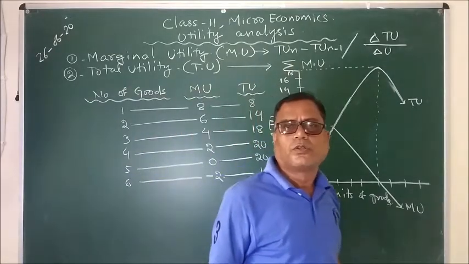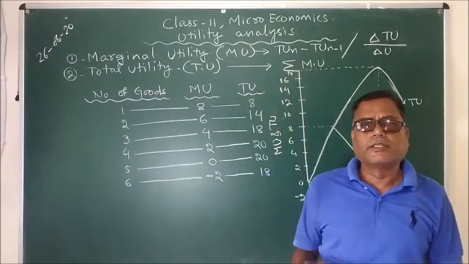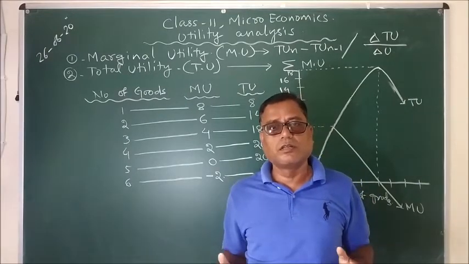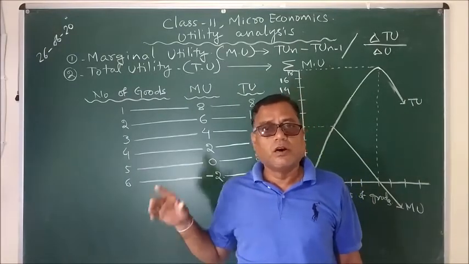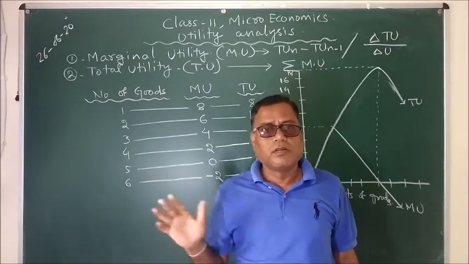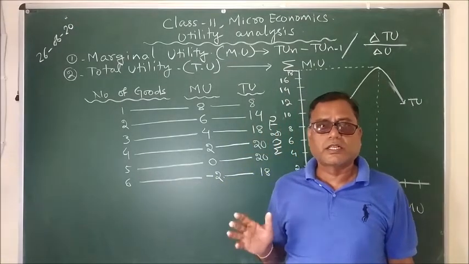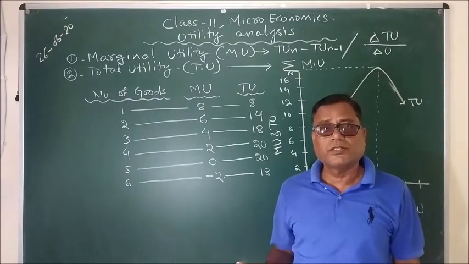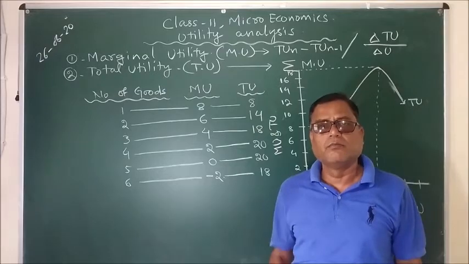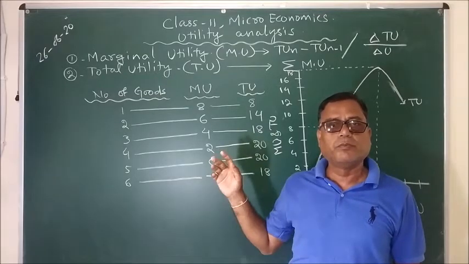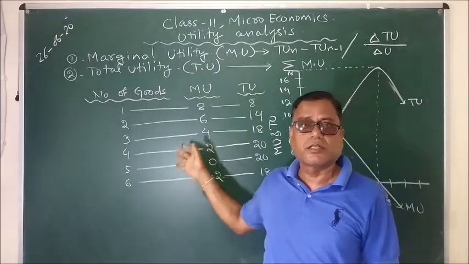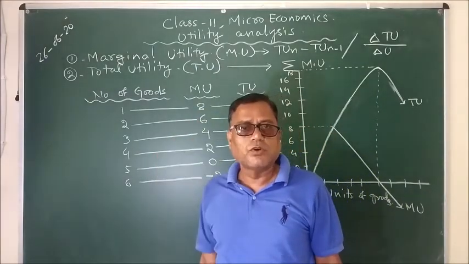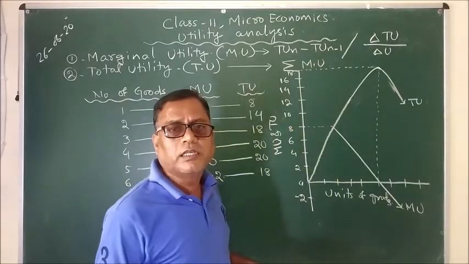Yesterday we discussed consumer equilibrium and two different approaches: the utility approach, also called the cardinal approach, and the ordinal approach. Of course, we have not discussed either approach in detail, but to understand both approaches, we need to be acquainted with certain terms and concepts, and we are discussing those concepts now. So, marginal utility.